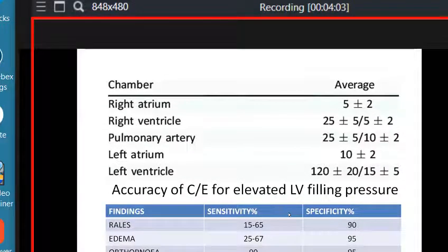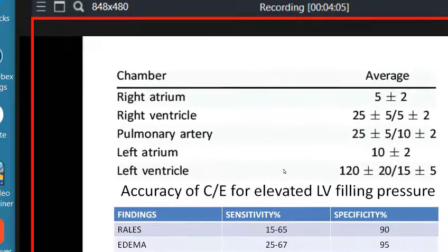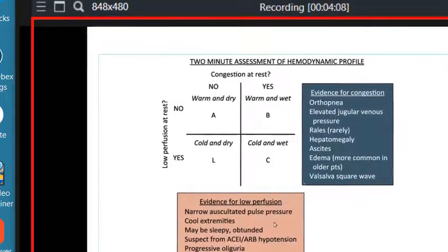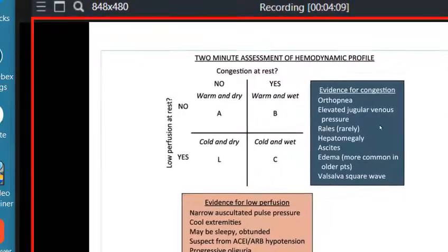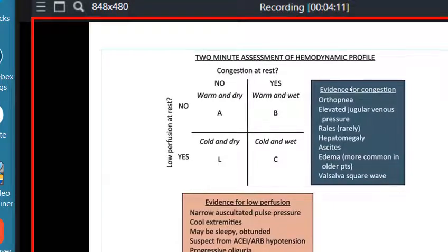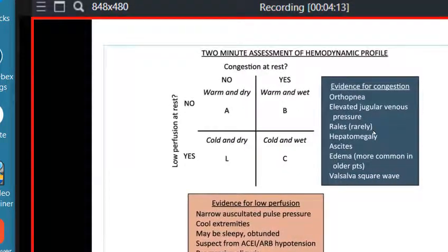If you look at heart failure, you all know the wet types and the cold types. So one of the main things in the wet types are the jugular venous pulse, the hepatojugular reflux, and the Valsalva square wave in the BP, the response of the blood pressure. So these are the three maneuvers that we look at to confirm that the person has heart failure.